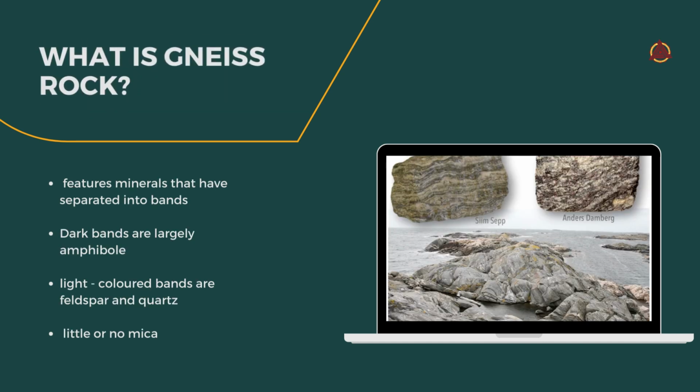And lastly, what is a gneiss rock? Gneiss is spelled with a silent G and pronounced "nice". Gneiss rock features minerals that have separated into bands, and the dark bands are largely amphibole. Light-colored bands are feldspar and quartz, and it has little or no mica.